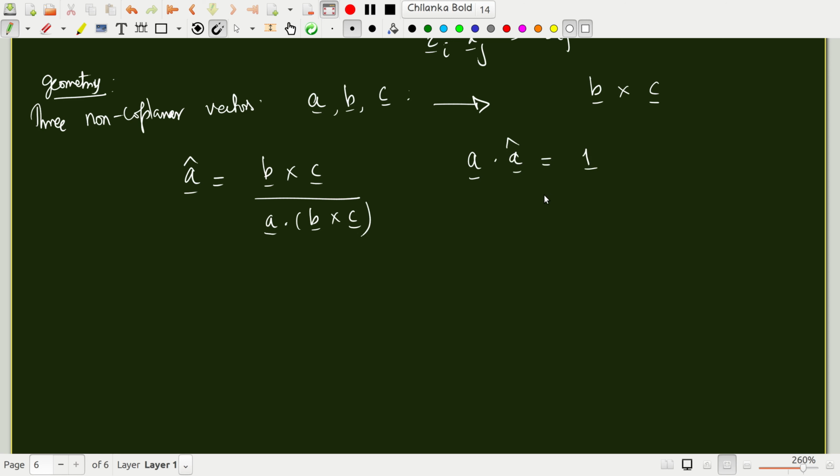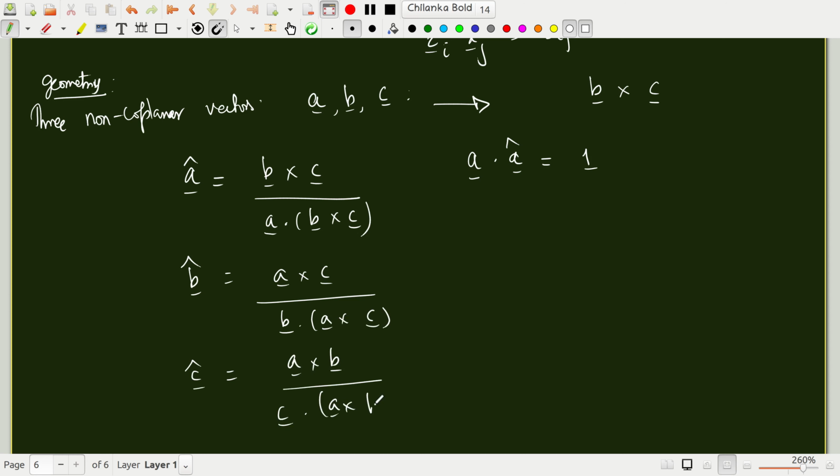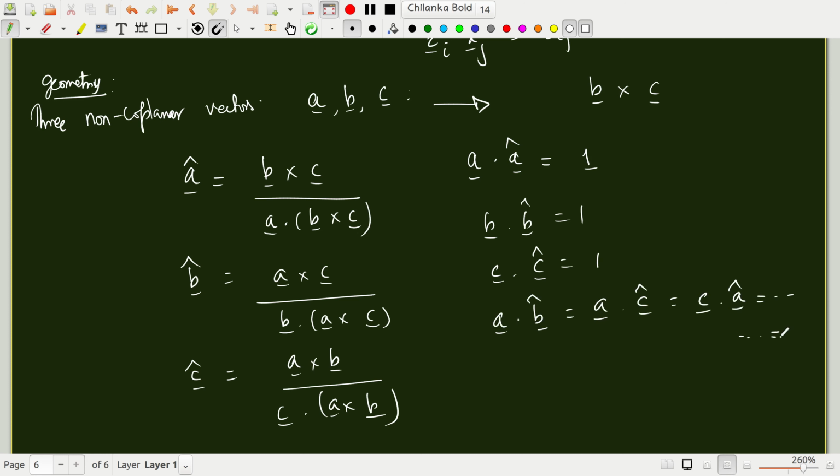Now similarly B hat is A cross C by B dot A cross C, and C hat is A cross B by C dot A cross B. So you can verify that A dot A hat is 1, B dot B hat is 1, C dot C hat is 1. But all the other products, A dot B hat, A dot C hat, C dot A hat, all these other quantities are 0.